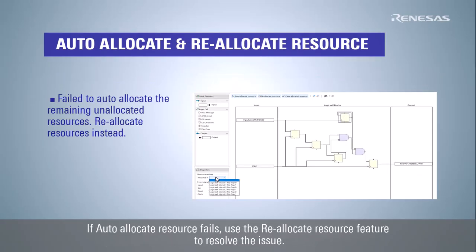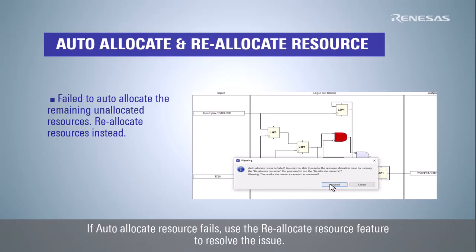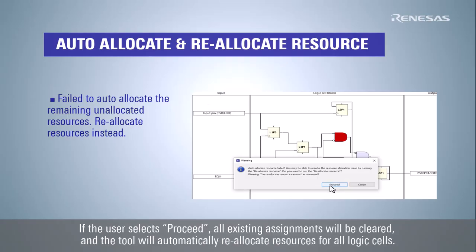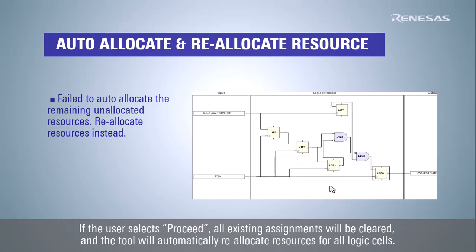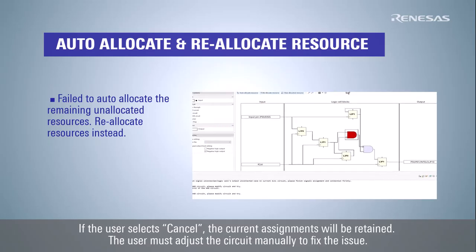In this example, the user has manually assigned some logic cells. If Auto Allocate Resource fails due to unavailable resources, a dialog prompts the user to proceed with Reallocate Resource. If the user selects Proceed, all existing assignments will be cleared, and the tool will automatically reallocate resources for all logic cells. If the user selects Cancel, the current assignments will be retained. The user must adjust the circuit manually to fix the issue.